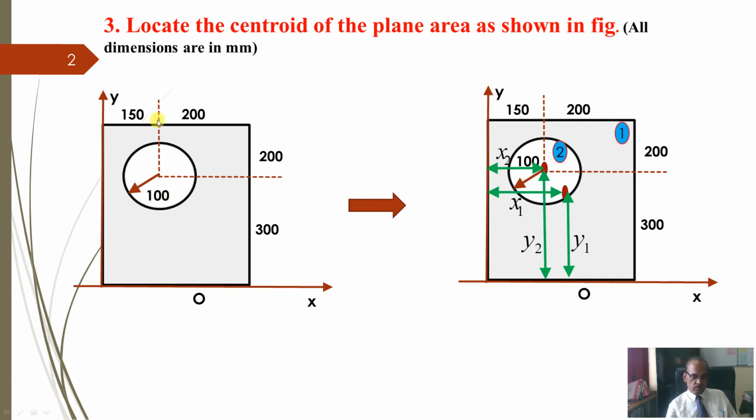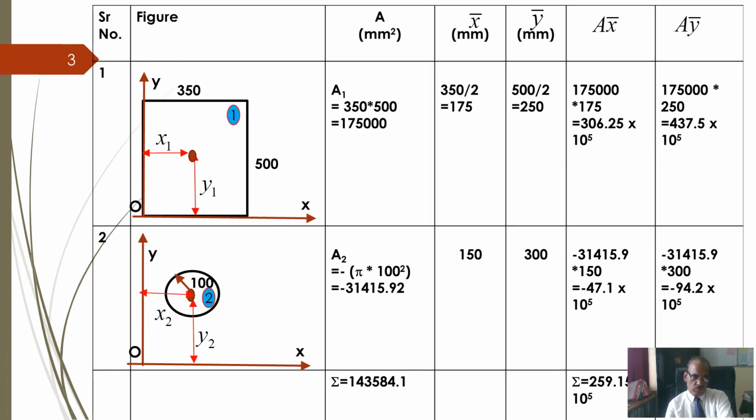So what I will do, first I will take the total rectangle and then will deduct for the circle. This will be the logic to solve this numerical problem. Now for a rectangle, this is the rectangle and this is a coordinate system. This is the origin, y-axis, this is x-axis. So area will be 350 into 500, 17,500 will be the area, and x coordinate will be half of 350, that is 175, y coordinate will be half of 500, that is 250.